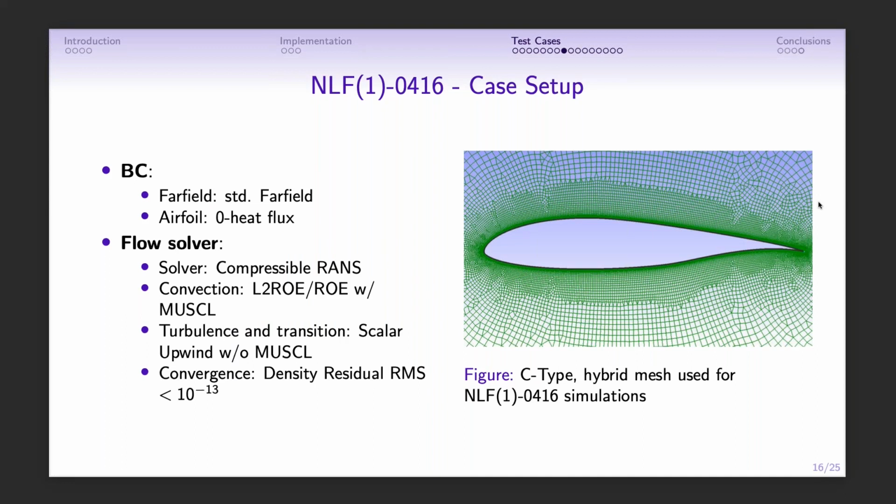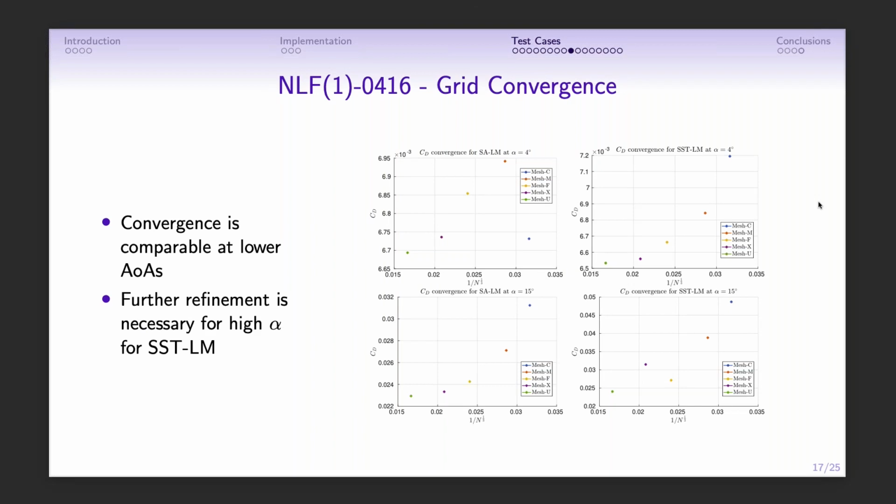The natural laminar flow test case has a structured hybrid mesh with a C-type topology for the far field, and the flow setup is essentially the same as the Eppler one. Here I also put convergence results, since this is a test case from the first AIAA transition workshop. They provided 5 different meshes, which I used here. We can see that the convergence is quite tricky.